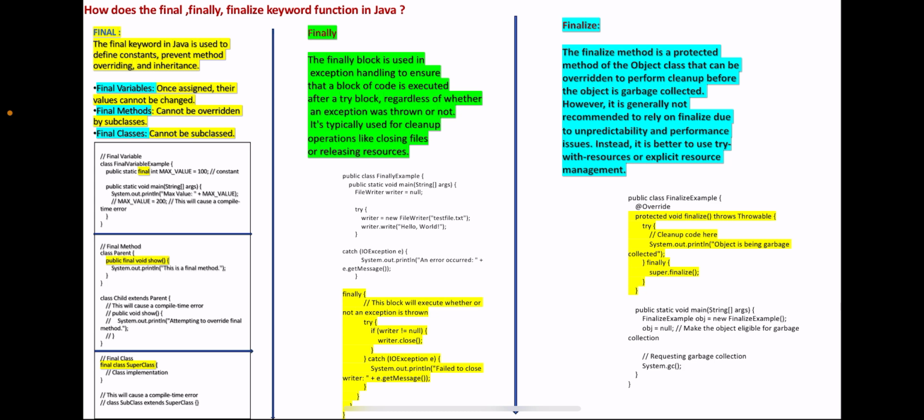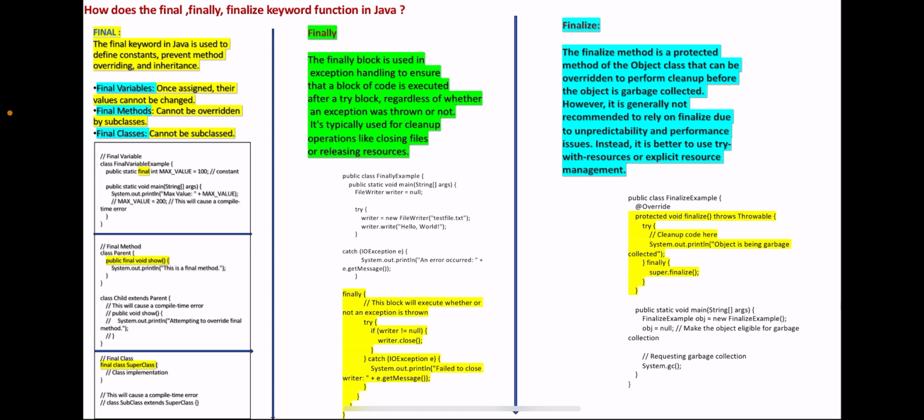Then you have finally. The finally block is used in exception handling to ensure that the block of code is executed after a try block, regardless of whether an exception was thrown or not. So when you see here, there's a try block. Even if this IO exception is thrown or not, the finally block will get executed. So whenever you want some data or some logic to be executed, whether or not an exception is thrown from the try block, you can use the finally block.